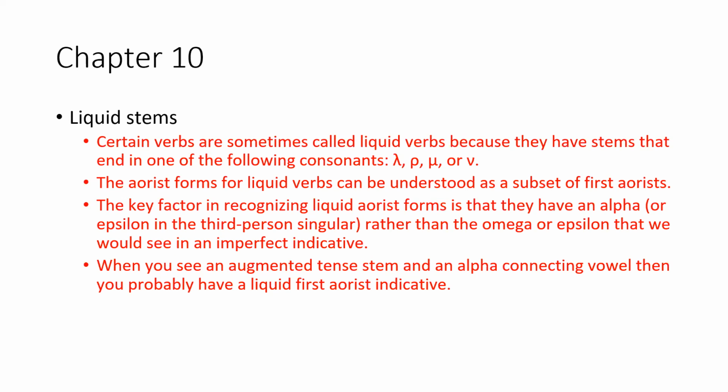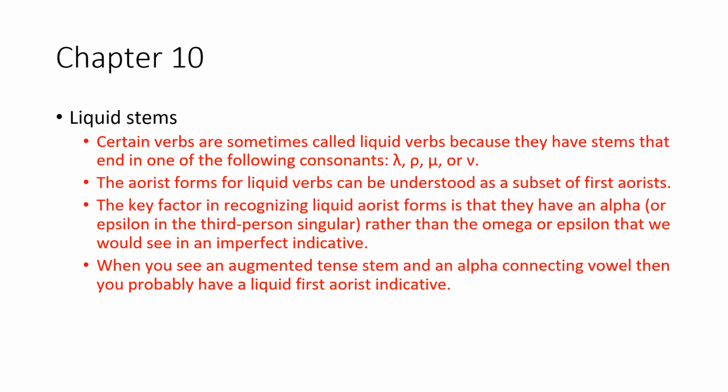Liquid stems. Certain verbs are sometimes called liquid verbs because they have stems that end in one of the following consonants: lambda, rho, mu, and nu. The aorist forms for liquid verbs can be understood as a subset of first aorists.